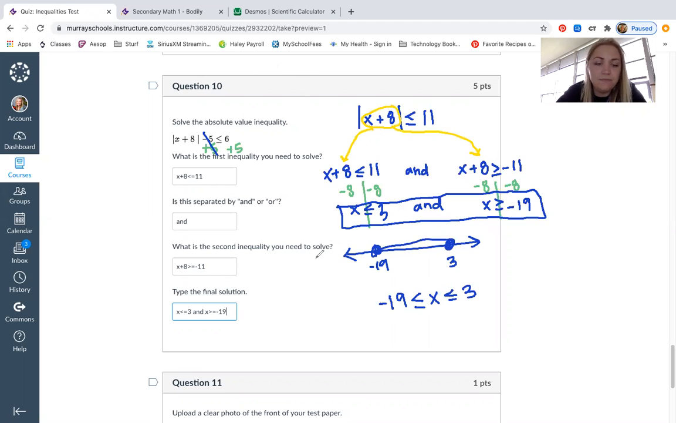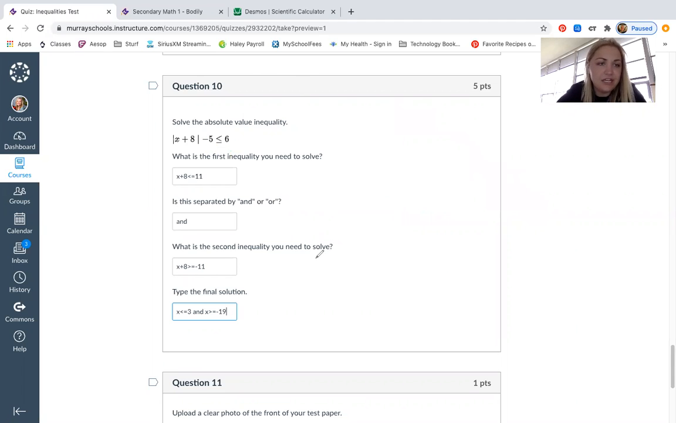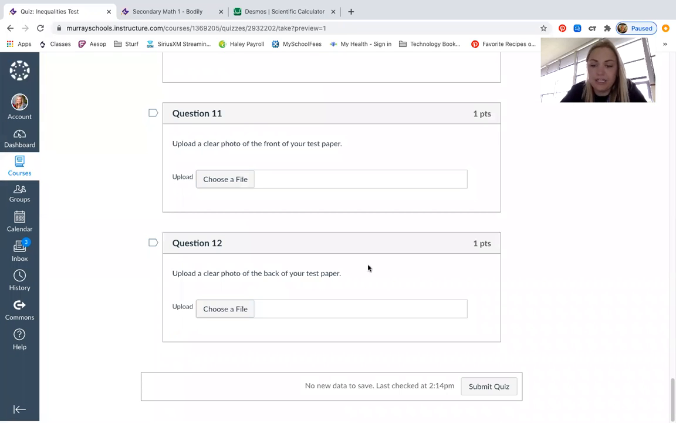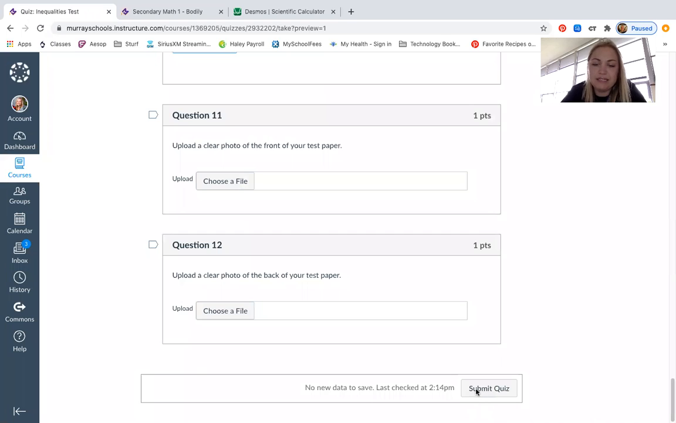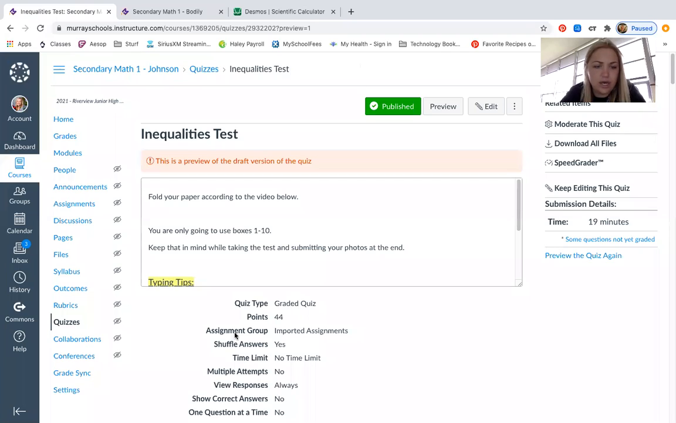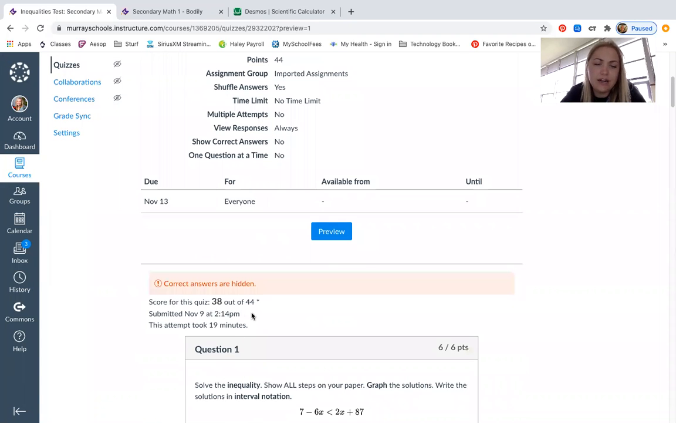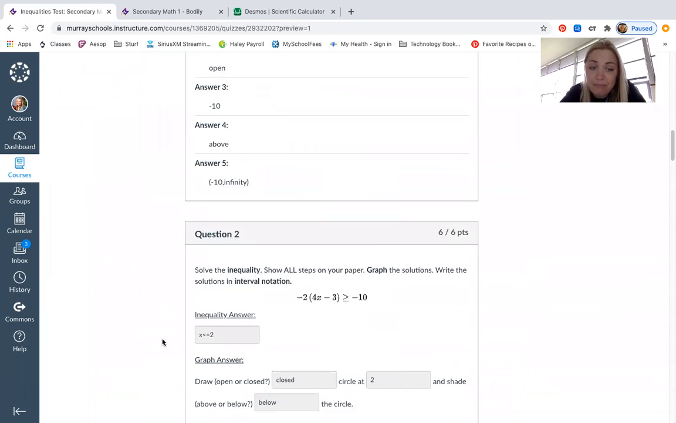Okay, and then you would need to upload your solution to the next problem, or your work, I should say. But let's submit this. And let me pause this for 1 second while it grades. Okay, so if we look at this, 38 out of 44, then you might be like, why did I get so many low?